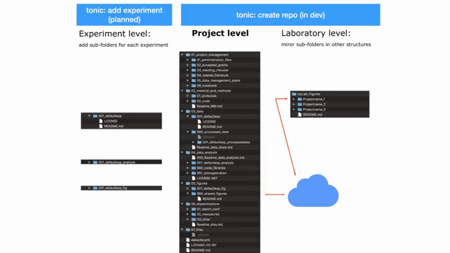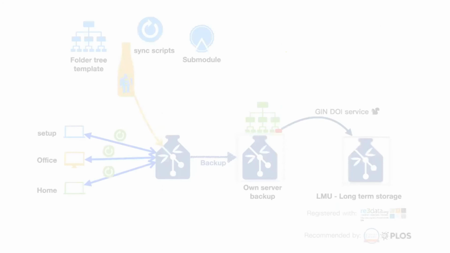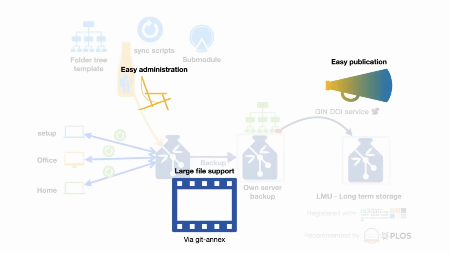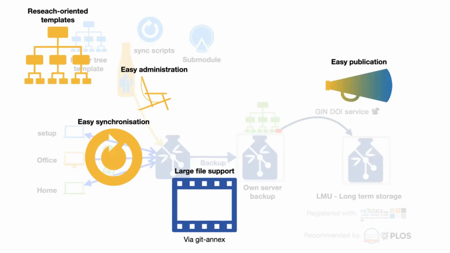The Tonic tool should be a robot that creates the repository, and that's in development, or can add experiments, or can do other administrative work on the files. So the idea is to have large file support using the Git-Annex technology, and that's due to GIN, which is developed by G-Node in Germany. You have an easy publication, also thanks to GIN. And on top of that, you have this easy administration via the Tonic tools and the synchronization, so that people don't have to use command lines. And we have this research-oriented template.